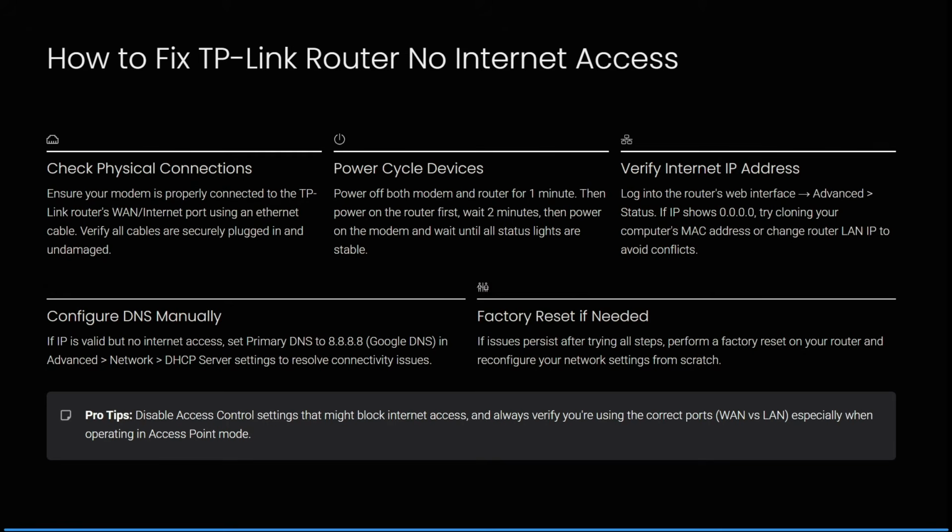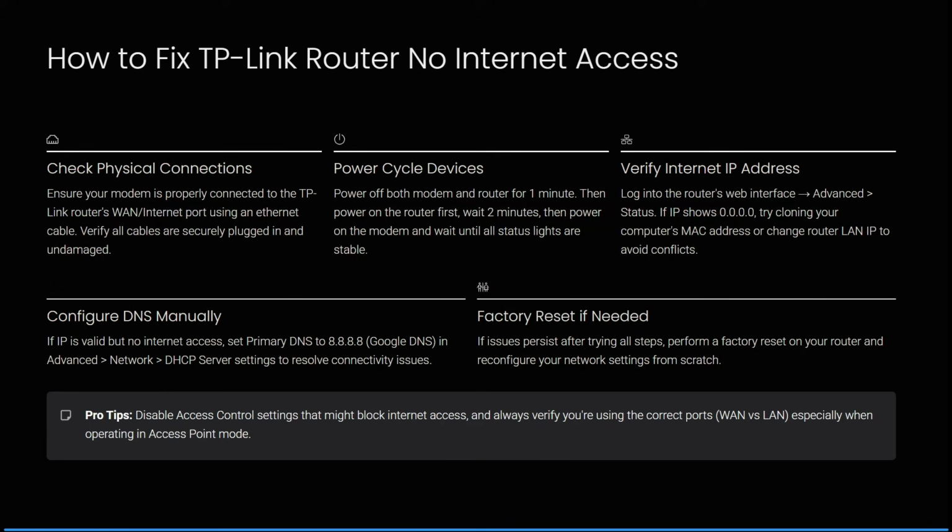If the issue persists after trying all of these steps, you can do a factory reset on your router and then reconfigure your network settings from scratch. You might need some additional technical assistance here, so maybe make contact with your service provider. One pro tip: if all else fails, disable access control settings that might block any internet access.